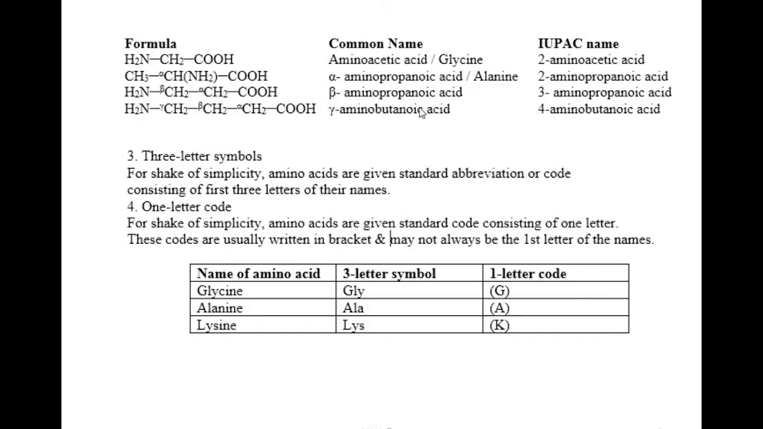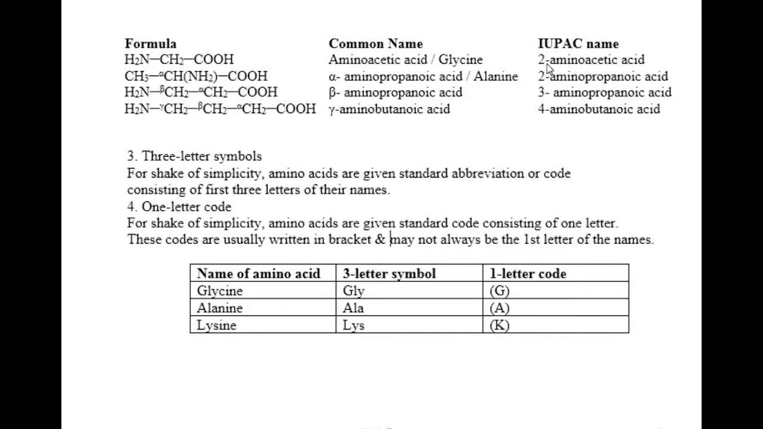beta aminopropylic acid, COOH, CH2, CH2, NH2. So this is alpha carbon, this is beta carbon. So likewise, we name it as beta amino. That means in the beta carbon, NH2 is present. Likewise, alpha carbon, beta carbon, and gamma carbon. So gamma amino butanoic acid, because there are 1, 2, 3, 4 carbon atoms with the acid. Let's see the IUPAC name.